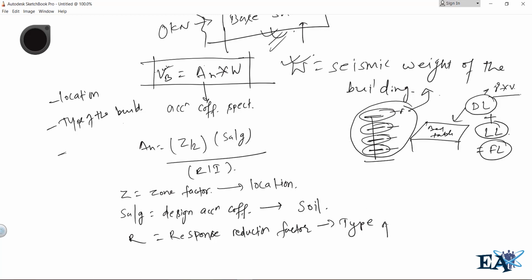So the type of the building, and I is the importance factor. It will also talk about the kind of the building. If in the building there is a lot of movement of people, then that building is very important. And if there is not much movement of people, in that case that is a less important building, we can say. Now let us see one by one how we extract this information from the code.